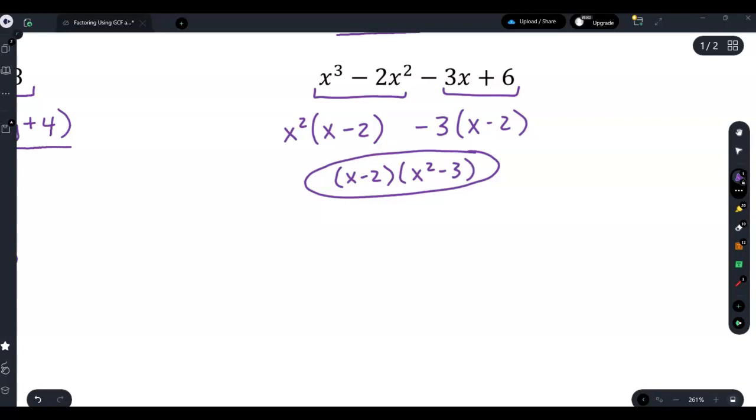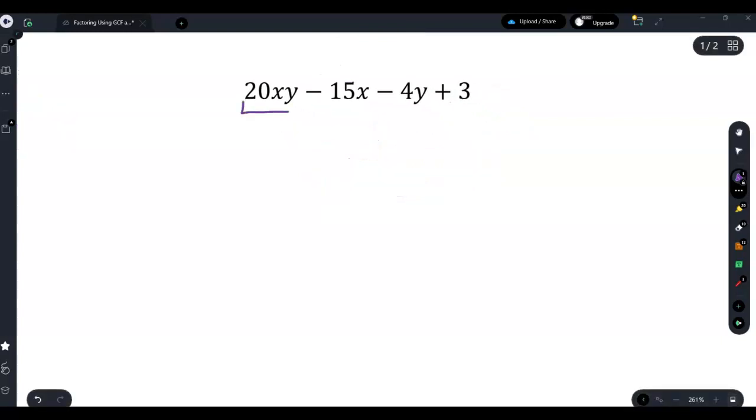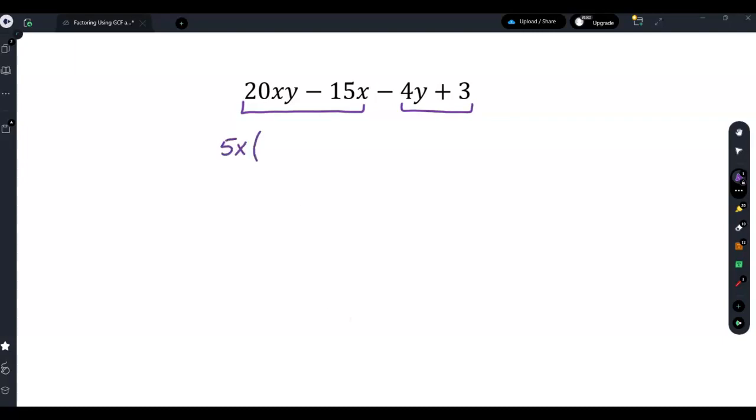And then let's do this one. So there's not a GCF in all 4 terms. So let's factor out, in this case, I can factor out a 5x from my first group, which would leave me with 4y minus 3. And then I'm going to bring down my negative sign. And then I'm looking for a GCF in my second group. And my second group here is 4y and 3.